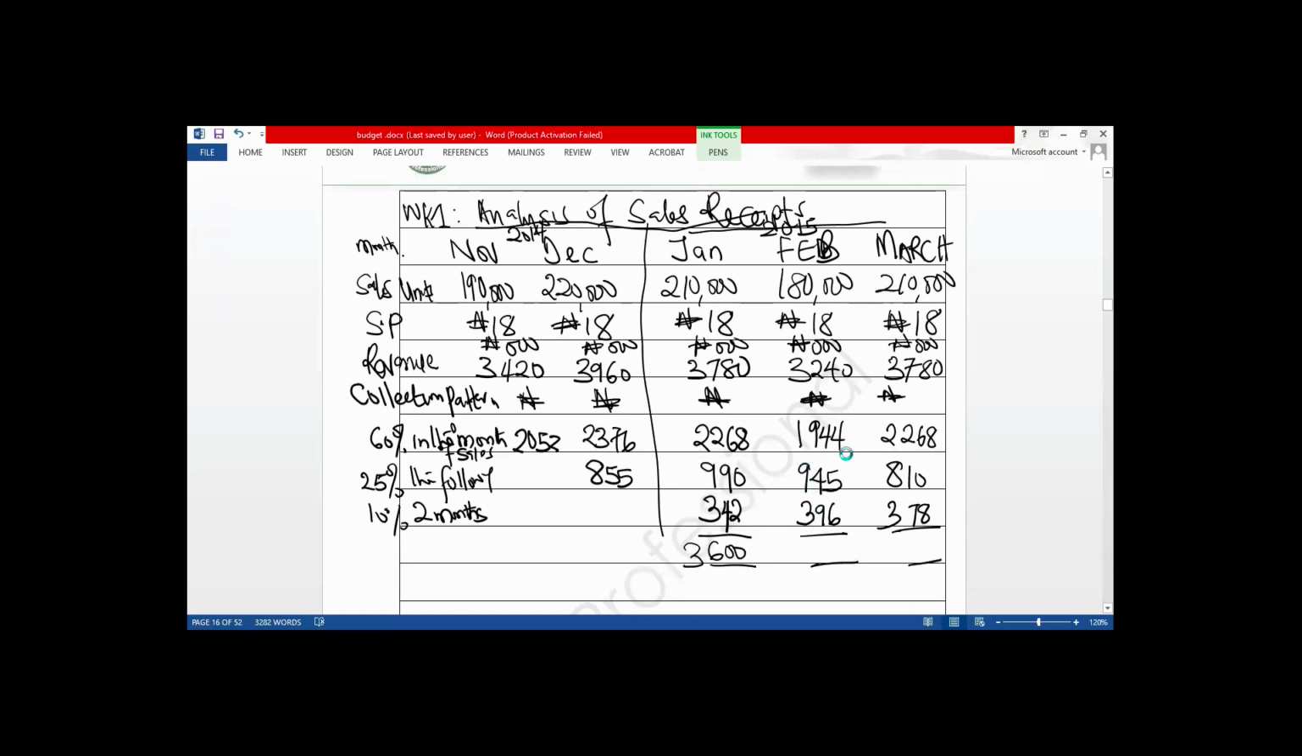For March, 3,456. Now February, who is giving us 3,285. These are the cash collected for January, February, March. You can now return to your budgets.